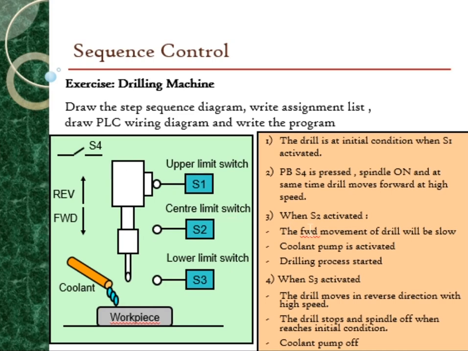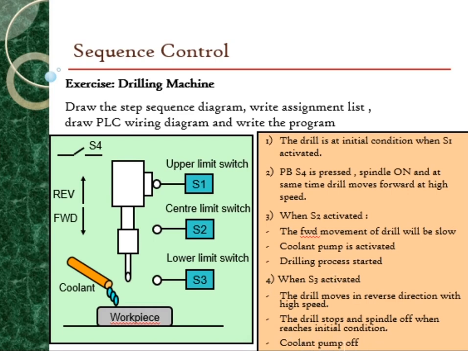Okay. So when S2 is activated, when this drill is at the middle of its way, the forward movement of the drill will be slow, so it will reduce the speed of the drill. Okay, and then the coolant pump is activated, so the coolant is set, and then the drilling process starts. So when S3 is activated, meaning that the motor has moved towards the lower limit switch, the drill moves in reverse direction with high speed. And then the drill stops and the spindle is off when it reaches its initial condition, which is when it touches the upper limit switch. And then the coolant pump is off.